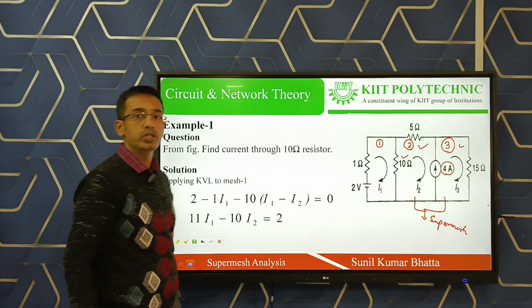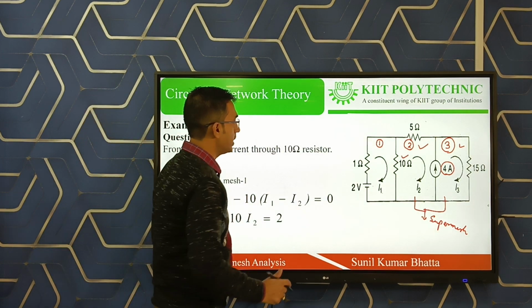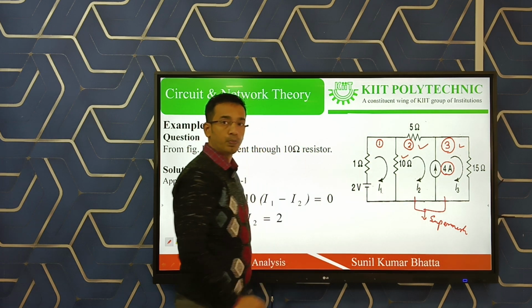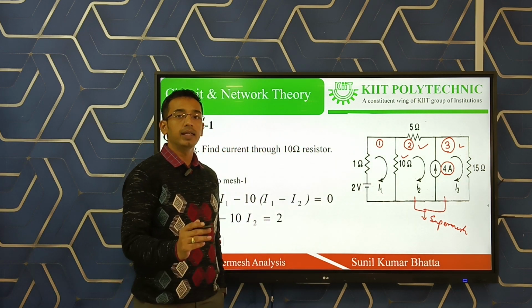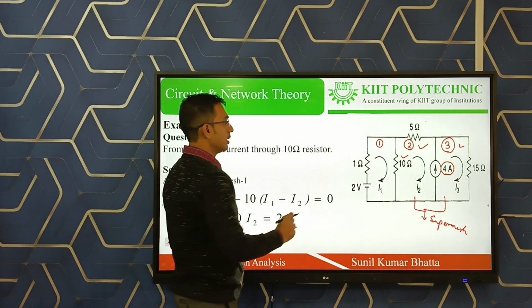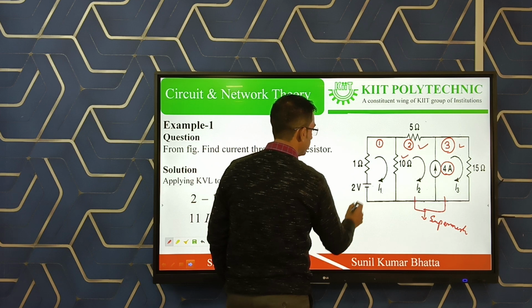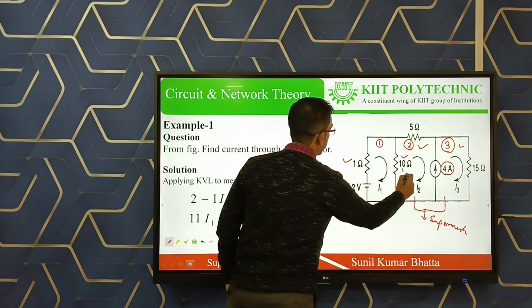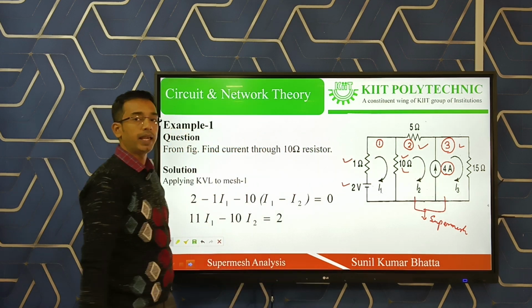So the mesh which is not a super mesh, the mesh 1 that is not a super mesh. By applying KVL we can write the equation for this mesh. In this mesh, 2 volt is connected, 1 ohm is connected, 10 ohm is connected. Very simple, by applying KVL.